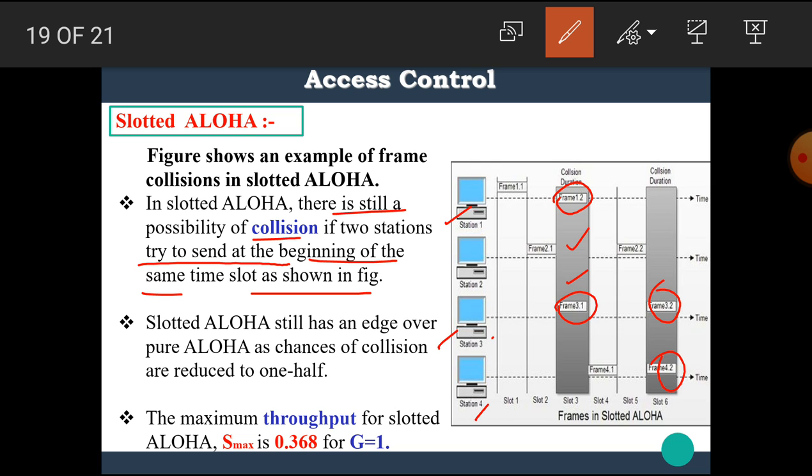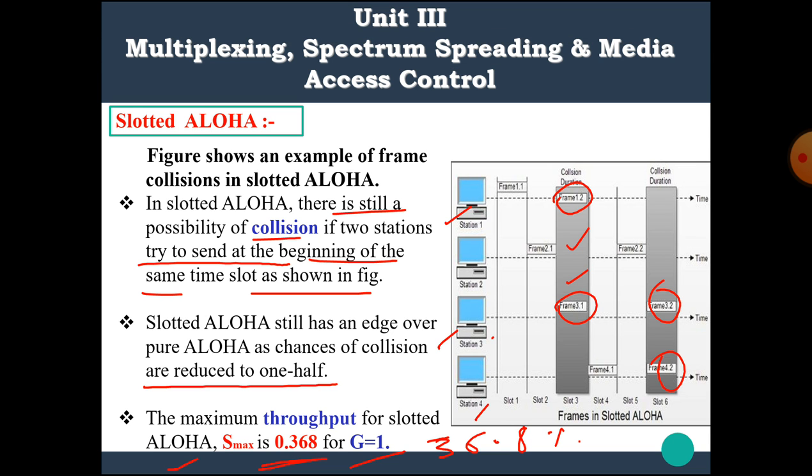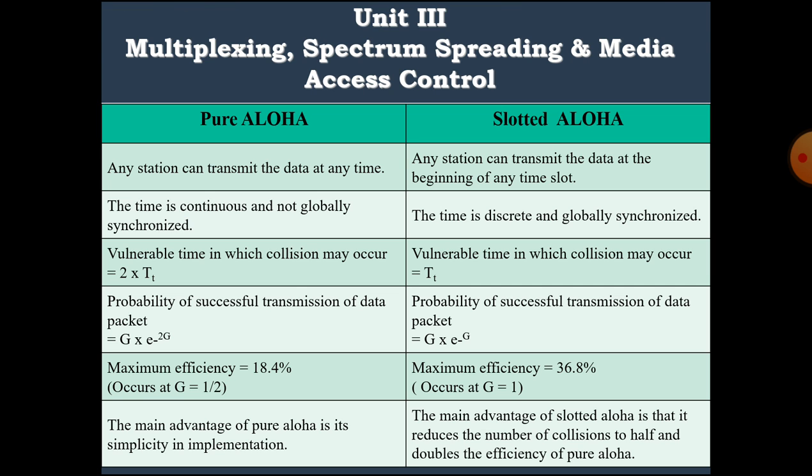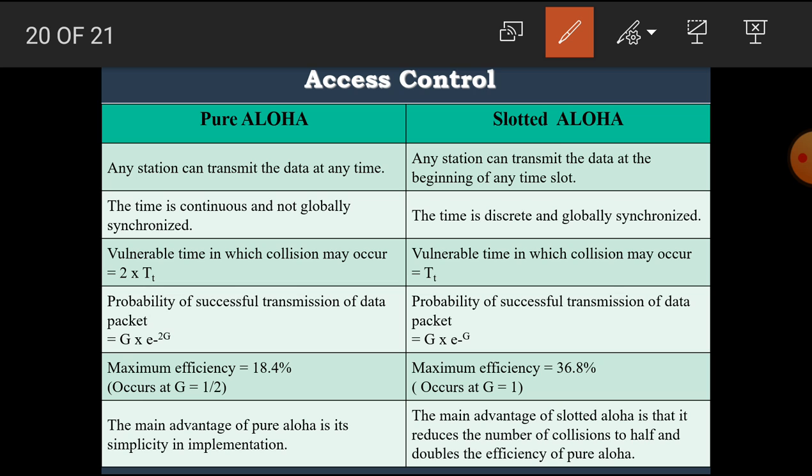Okay, slotted ALOHA still has an edge over pure ALOHA, as the chance of collision is reduced to 1/2. The maximum throughput for slotted ALOHA, Smax, is 0.368 for G equal to 1, or we can write this value in percentage as 36.8%. Okay, I hope you all understand the concept of slotted ALOHA here. Now let's see the difference between pure ALOHA and slotted ALOHA.